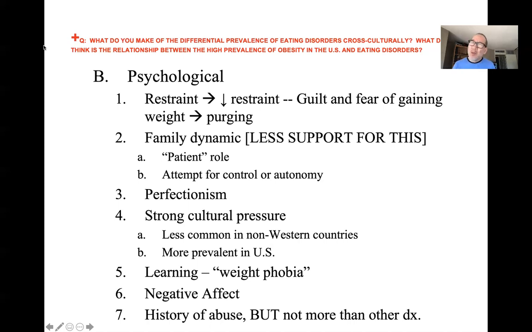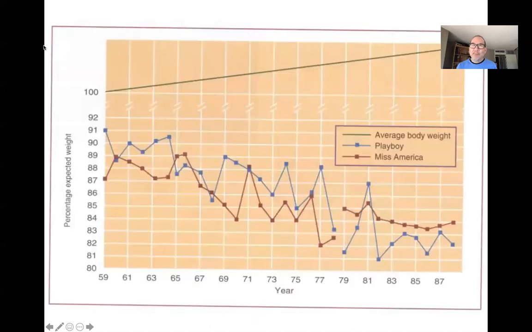There may be a history of abuse in some cases that motivates people to control their circumstances by way of eating disordered symptoms. But the evidence does not show a greater prevalence of a history of abuse than in other disorders.